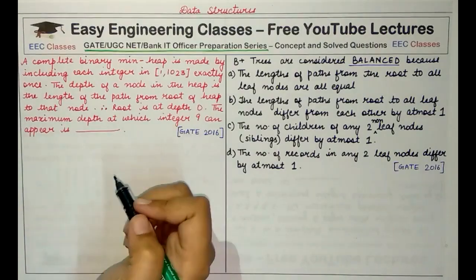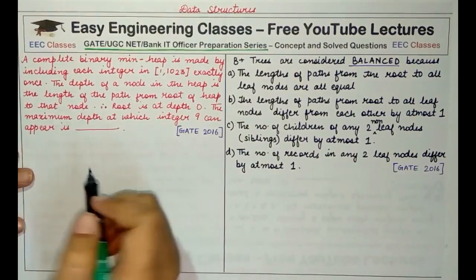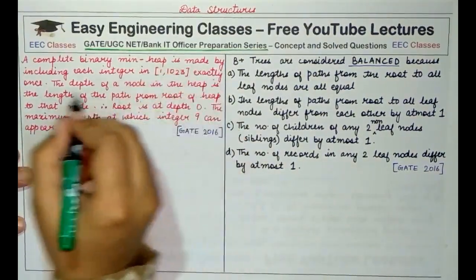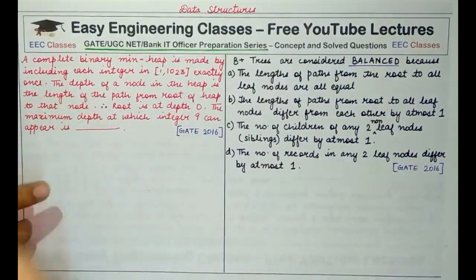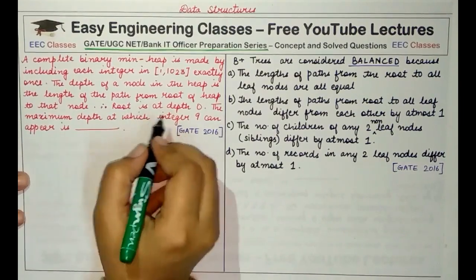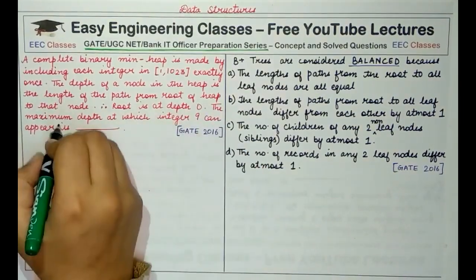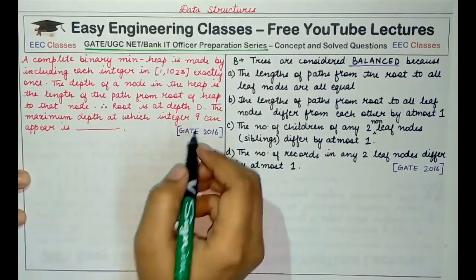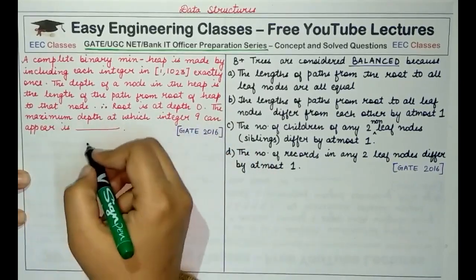The question says that a complete binary min heap is made by including each integer in the interval 1 to 1023 exactly once. The depth of a node in the heap is the length of the path from the root of the heap to that node. Therefore, the root is at depth 0. The maximum depth at which integer 9 can appear is.